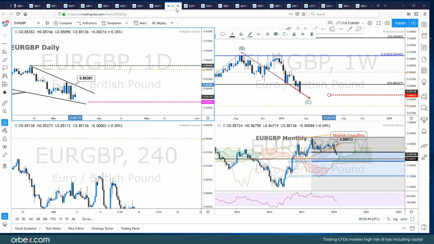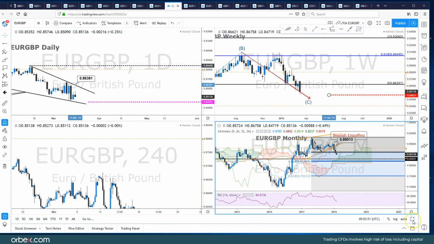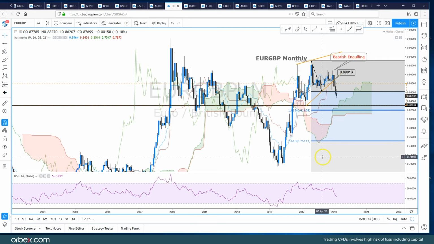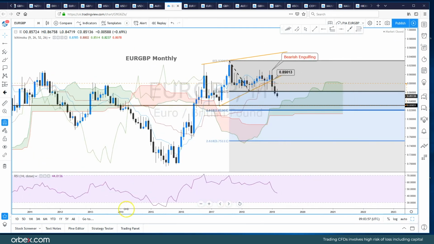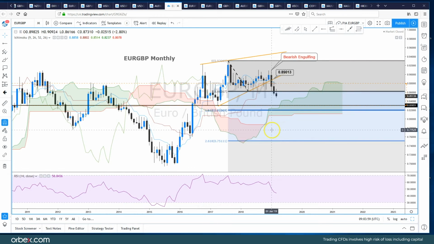Euro sterling, and again, it's a pretty mixed picture here. I've got three different time frames showing different formations. We've posted a bearish outside month going back to January. We've had that sell-off, or that follow through. What I did like about this formation was the fact that the 161.8% was near the wedge target.